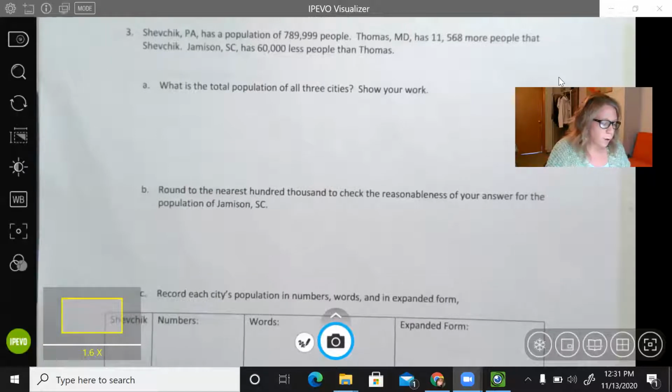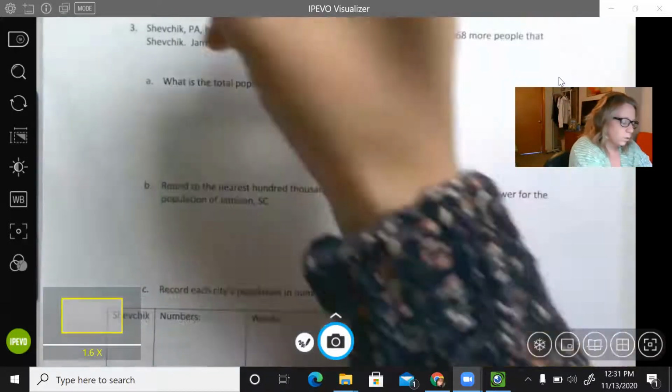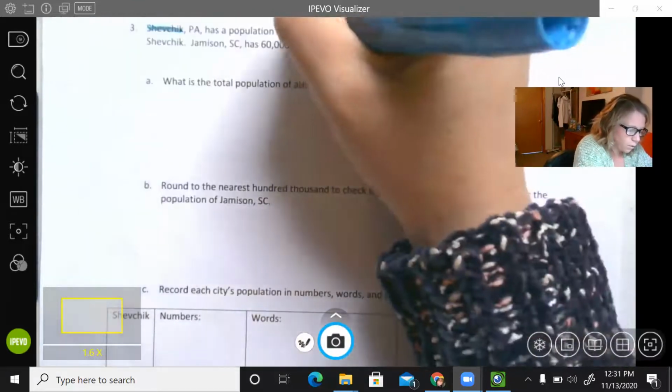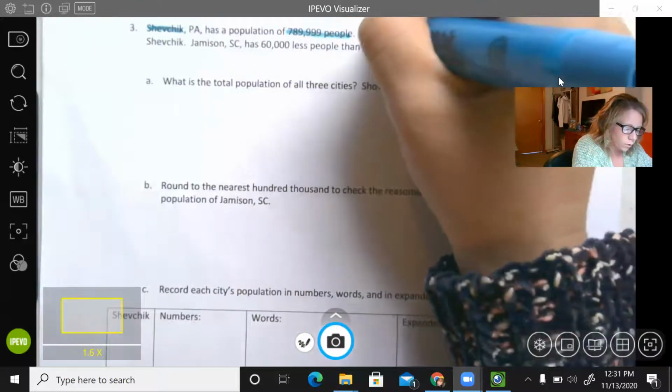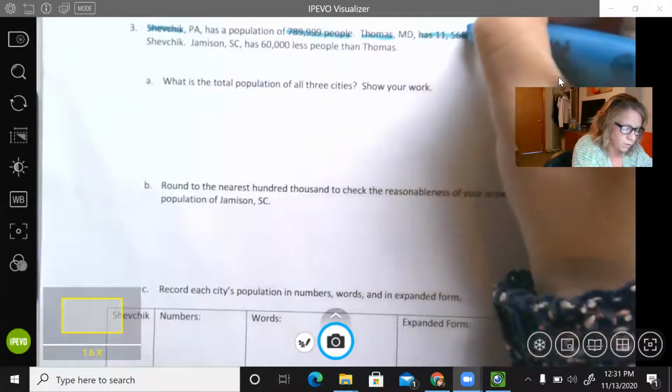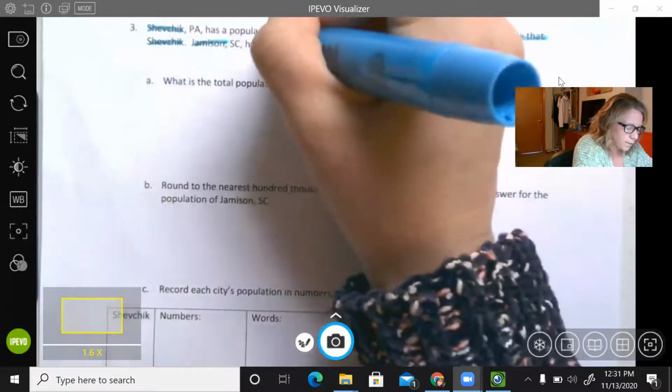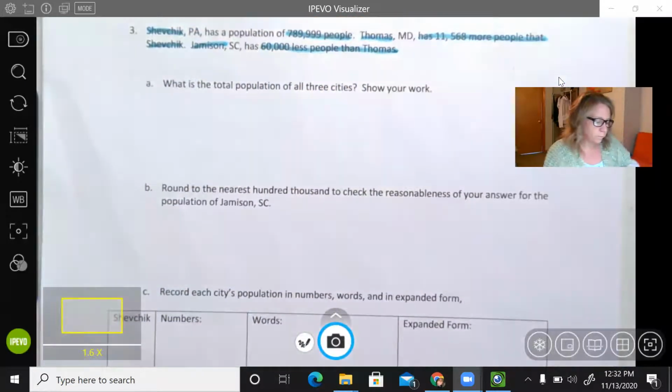Shevchik, PA has a population of 789,999 people. Thomas, Maryland has 11,568 more people than Shevchik. Jameson, South Carolina has 60,000 less people than Thomas. So we're going to highlight our information. Shevchik, we know the population. We know Thomas has 11,568 more people than Shevchik, and Jameson has 60,000 people less than Thomas.